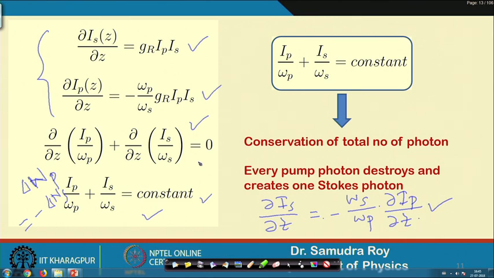I would like to stop here because I do not have time today. In the next class we are going to solve these two equations, and when we solve them we will find how the signal is going to amplify.